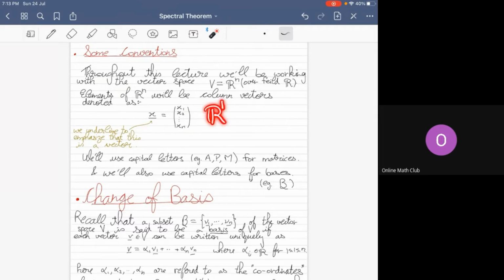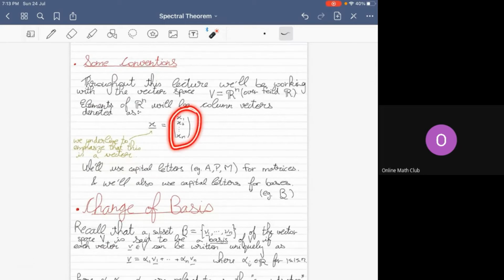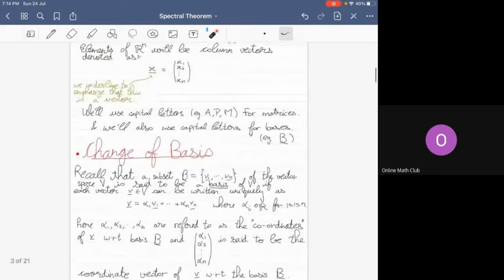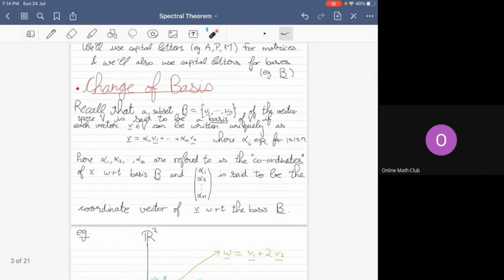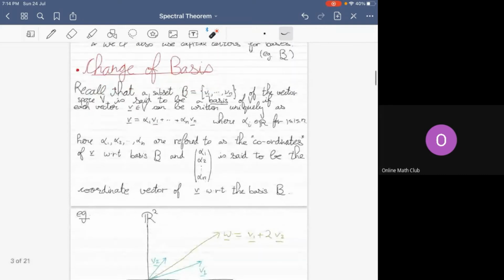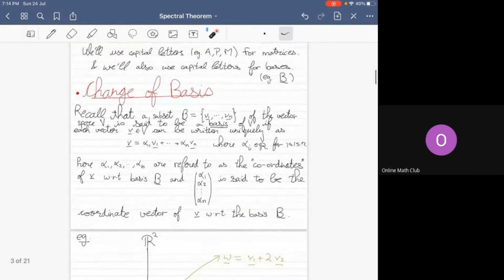The vector space Rn consists of elements x1 dot dot dot xn, where x1 through xn are reals. Whenever I'll be referring to a vector, I'll always write an underline to differentiate between vectors and real numbers. So first, let's do some change of basis, which would be necessary to state the spectral theorem, which we would use to prove the thing about conics.